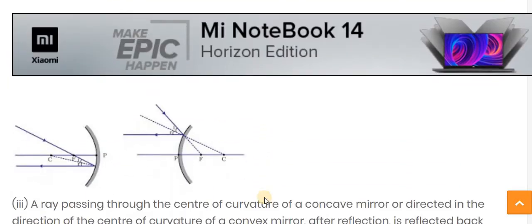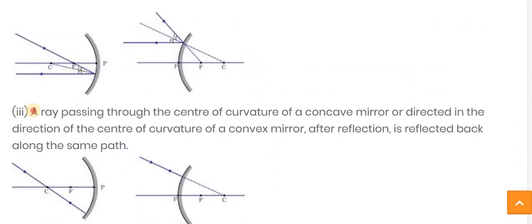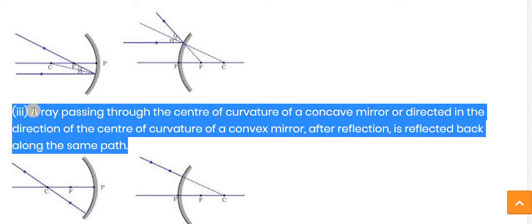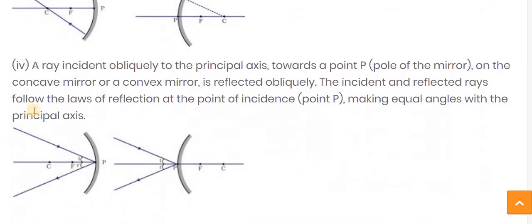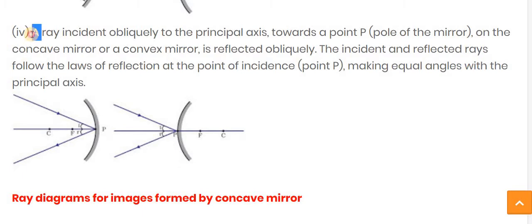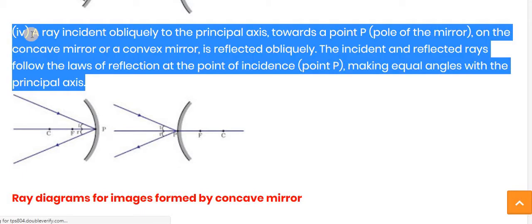axis. Then the third rule: the ray which is passing through the center of curvature of a concave mirror as well as a convex mirror, after the reflection, chooses the same pathway. Then the fourth rule: the ray incident obliquely to the principal axis towards the point P, the pole, then the reflected angle and the incident angle are both the same.